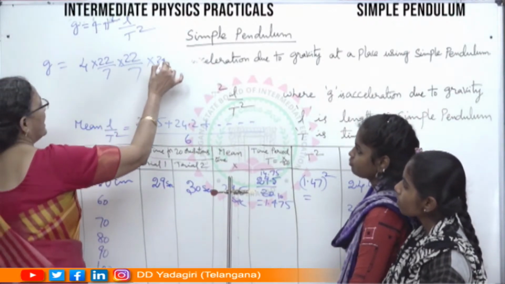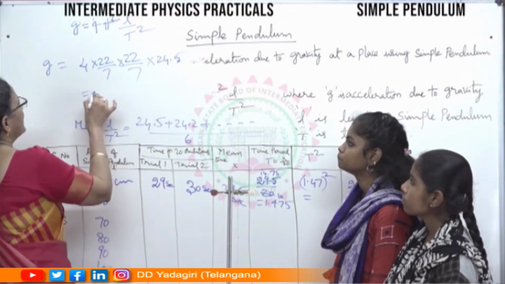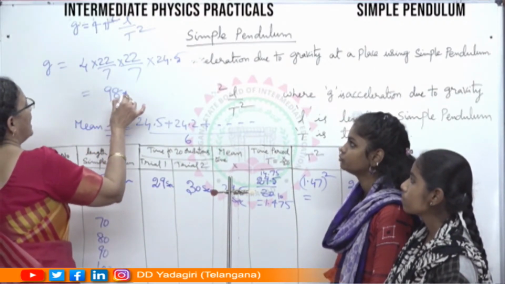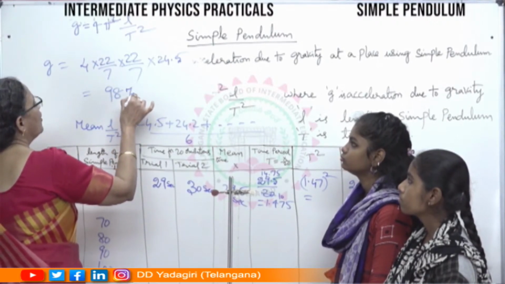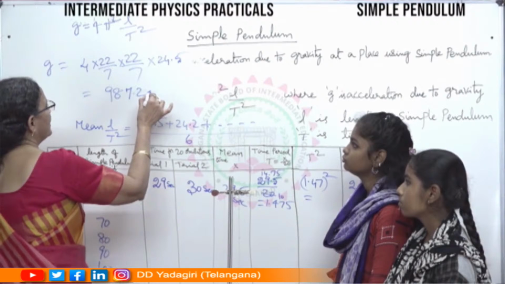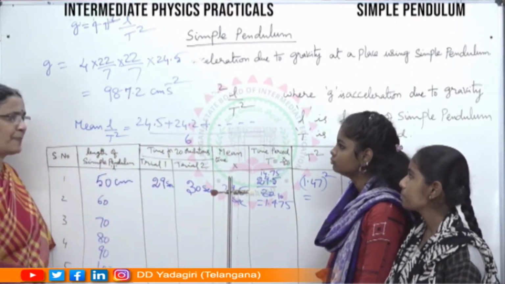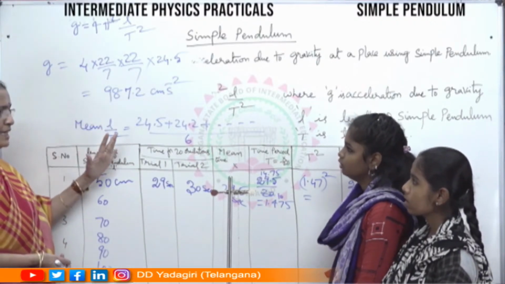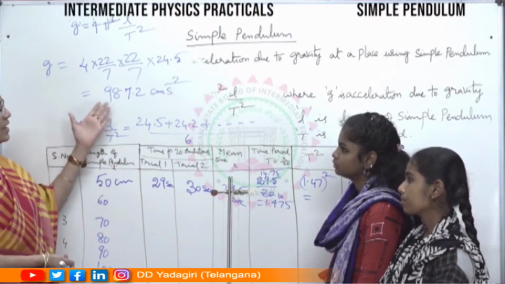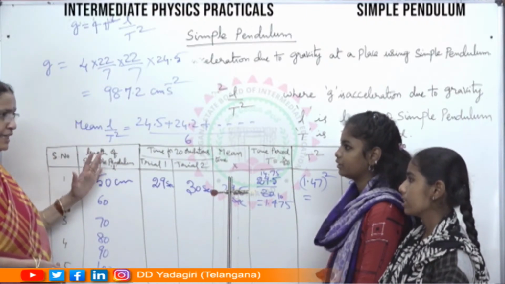So that is again say 24.5 for example. If you calculate, you will get 980 is the right value, no? So 987.2, roughly I'm writing centimeters second to the power of -2. You may get 990 also. Actual value is 980. So you are near to that. That means you have done the experiment correctly.